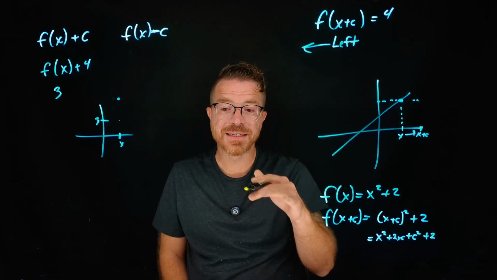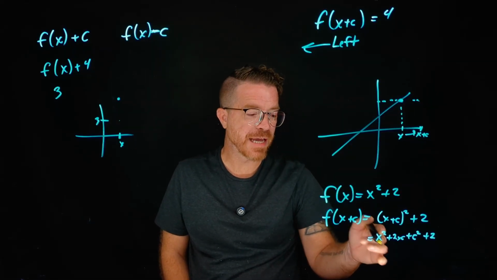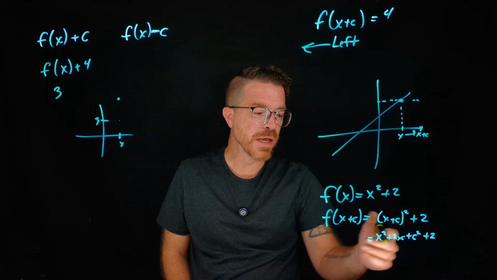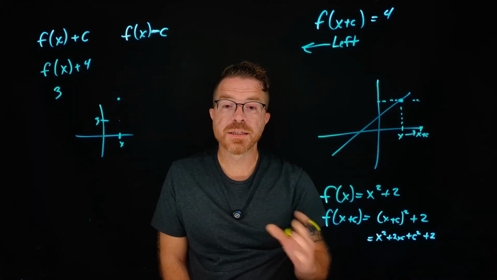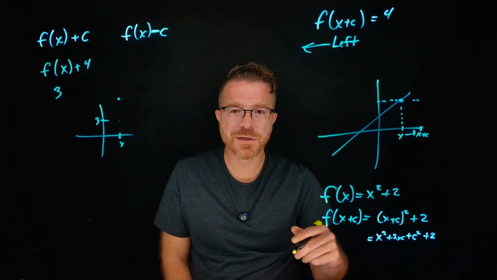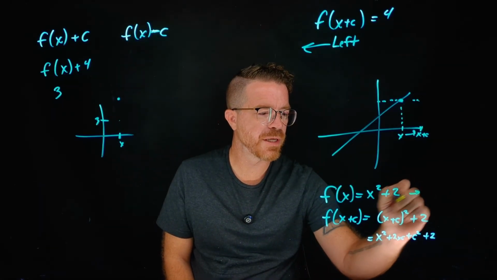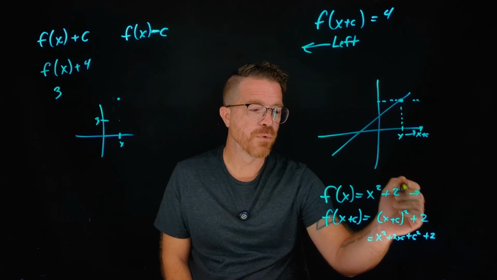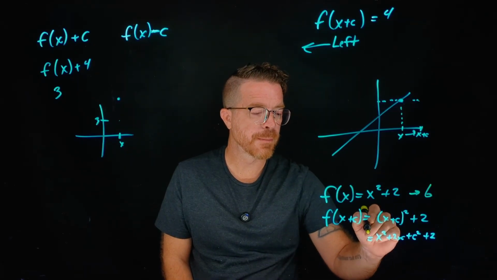Now again, if I had this equal to some value, this is going to have to shift in order to account for this. Now let's test it out in action. Let's say that x is equal to 2. So without c, this would end up being 2 squared is 4, 4 plus 2 equals 6.